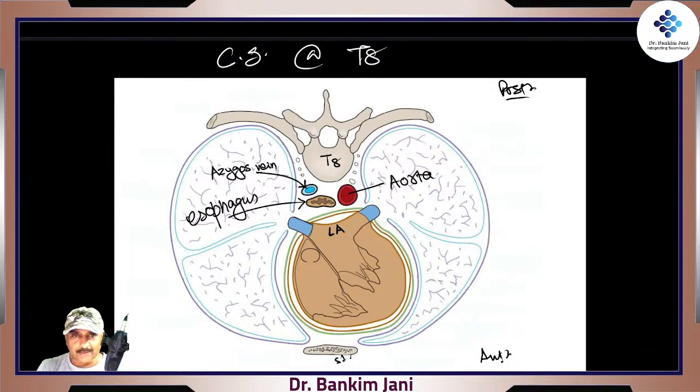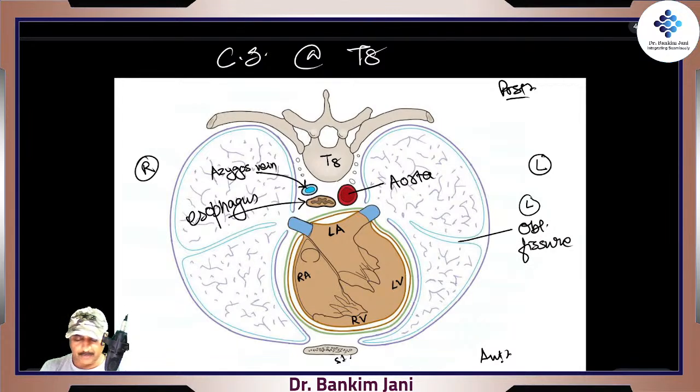And obviously, this is the right side, and this is the left side, correct? As for the left atrium, you know about this. There would be the right ventricle in front, and the right atrium, which will be forming the border, and the left ventricle would be over here. These are all oblique fissures. This will be like the left oblique fissure, and similarly the right oblique fissure, and accordingly the lungs are there.